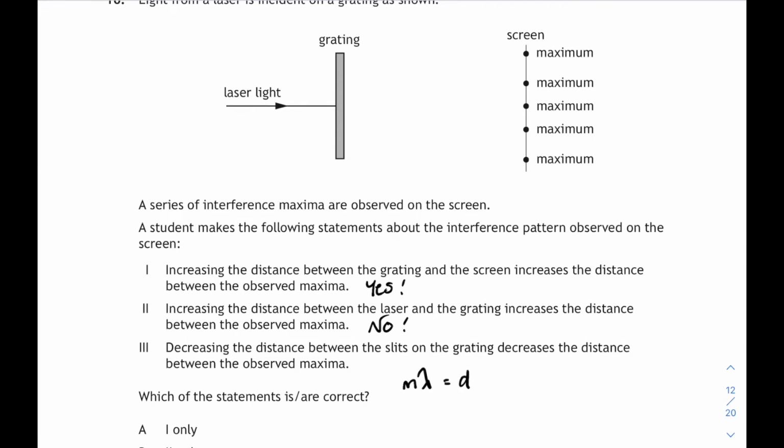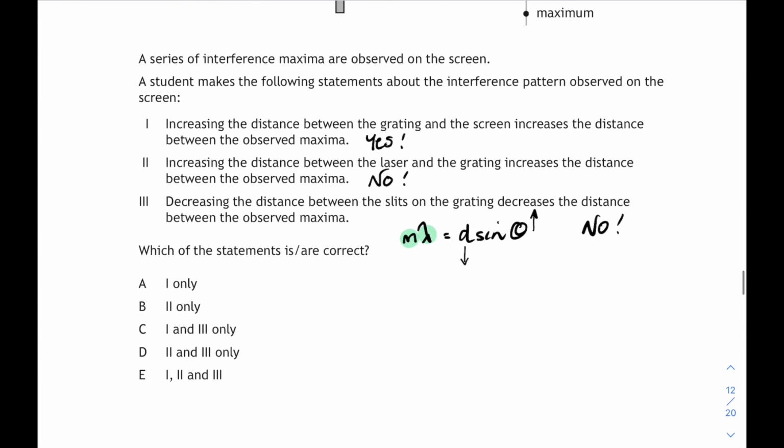Well, let's have a wee look at the relationship m lambda equals d sine theta. If the wavelength of the light stays the same, but we decrease the distance between the slits, then sine theta must increase, so the distance between the maxima must increase. So statement 3 is incorrect. So the only one that is correct is statement 1, one only. That's answer A.